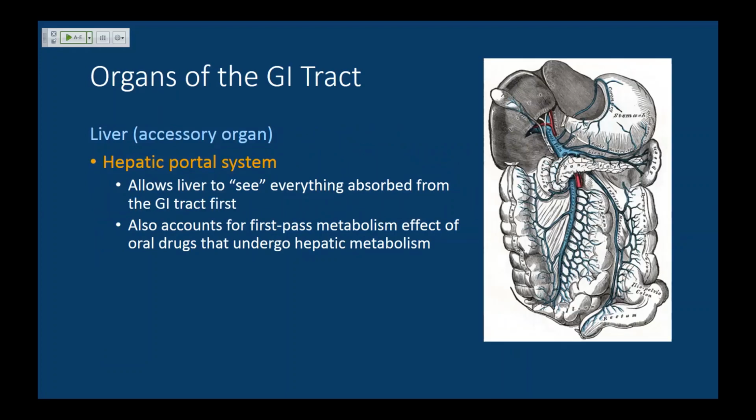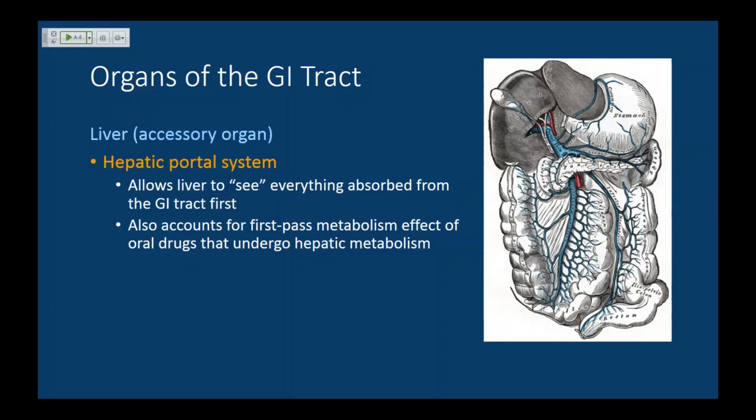Okay, but as I was saying, the hepatic portal system basically allows the liver to see everything that is absorbed from the GI tract. If there are toxins that we're absorbing, the liver can quickly modify them before they get into the systemic circulation. If there are nutrients, the liver can decide what to do with them before they enter the systemic circulation.